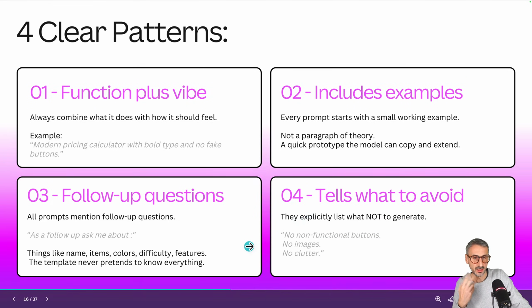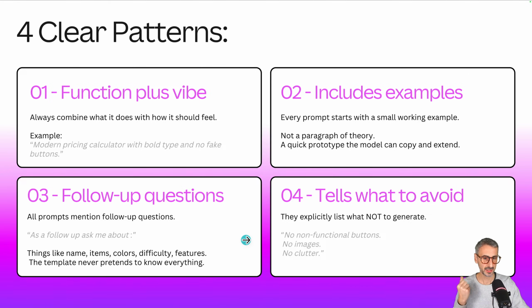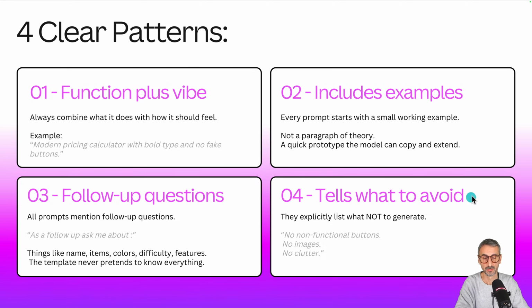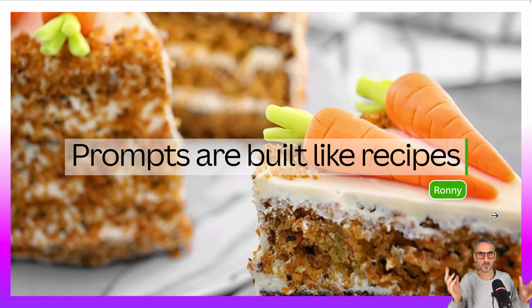And then 4, tell the model what to avoid. Explicitly list what not to generate. For example, the things I've seen in these templated prompts: no non-functional buttons, no images, no clutter. And then pattern number 5, which is more like a general piece of advice: prompt as if you were building a recipe. Build your prompts with a list of ingredients, features, stuff you'd love to see there, interactions you would love it to perform when you click on things. Build it as a recipe: the ingredients and then how you combine them.